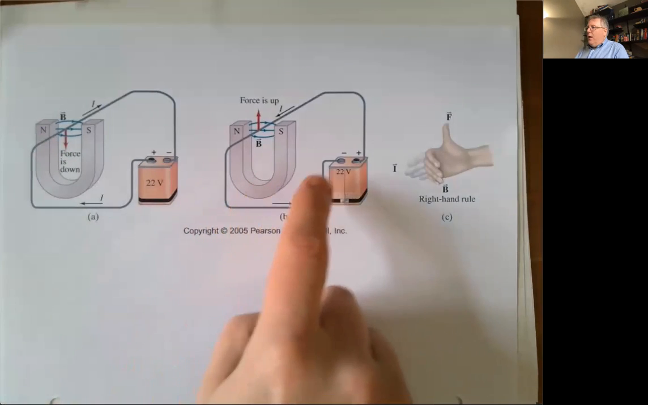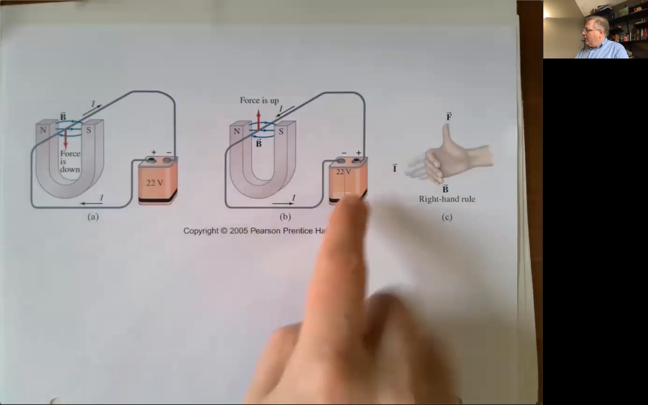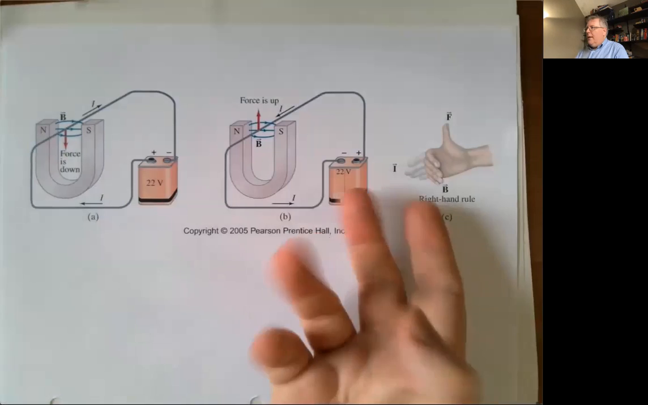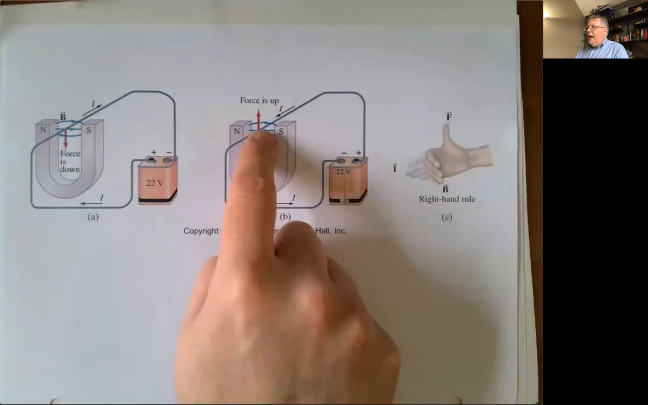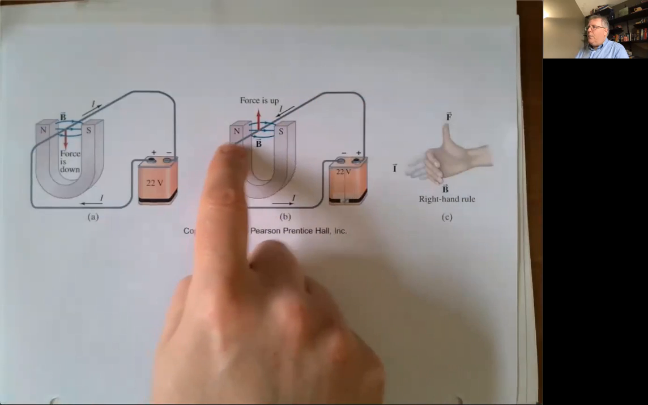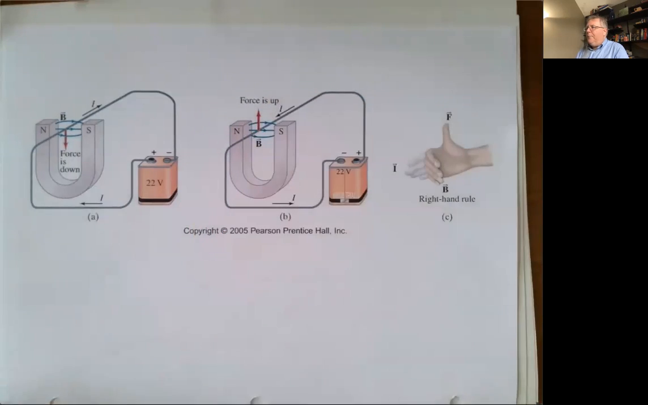It turns out that if we run the current the opposite way, so all we're doing is switching the battery around, then the force will actually be acting in the opposite direction. So if the current is coming from behind the page to in front of the page, then the force will be up. Now this turns out to be a fundamental rule of physics. And it comes partly from our convention of what we call positive and what we call negative and what we call north and what we call south.